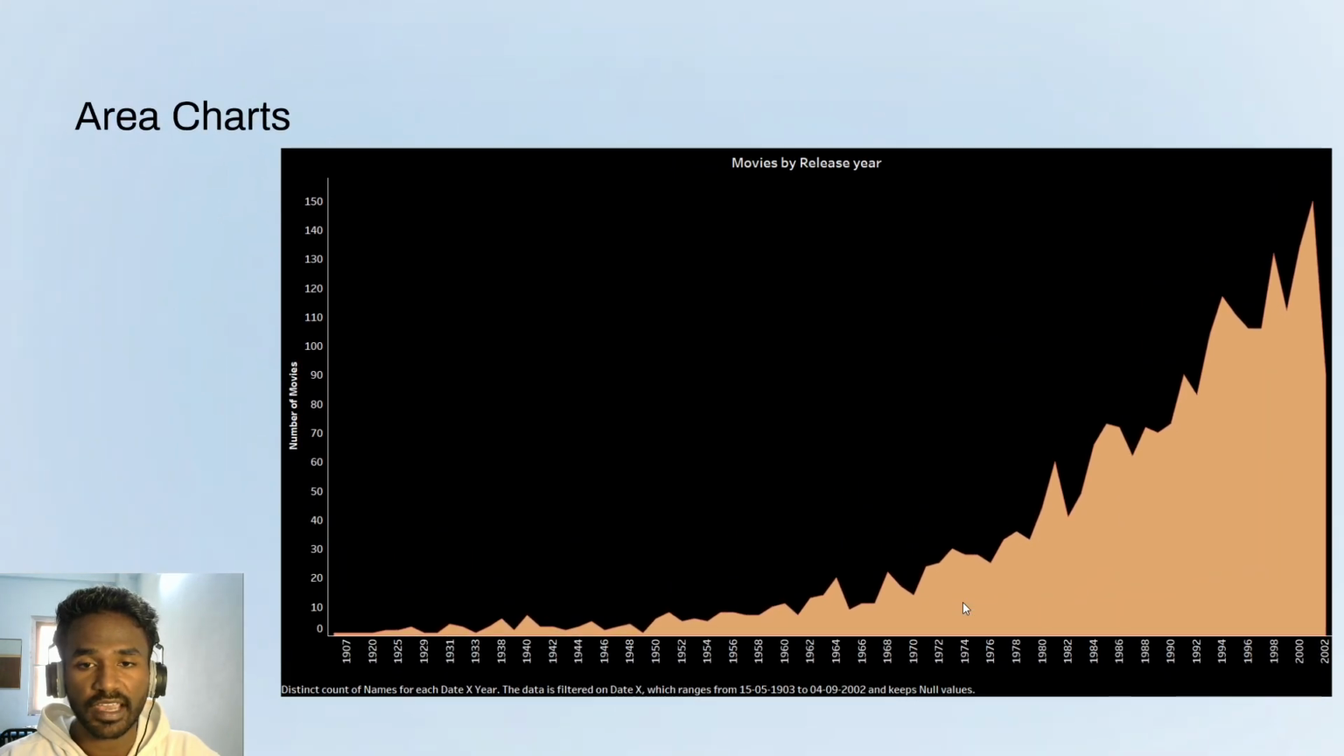Analyzing trends over time is very crucial when it comes to long term data. This area chart depicts the year-wise movie release distribution. We can observe an interesting trend with movie releases potentially increasing over the years.